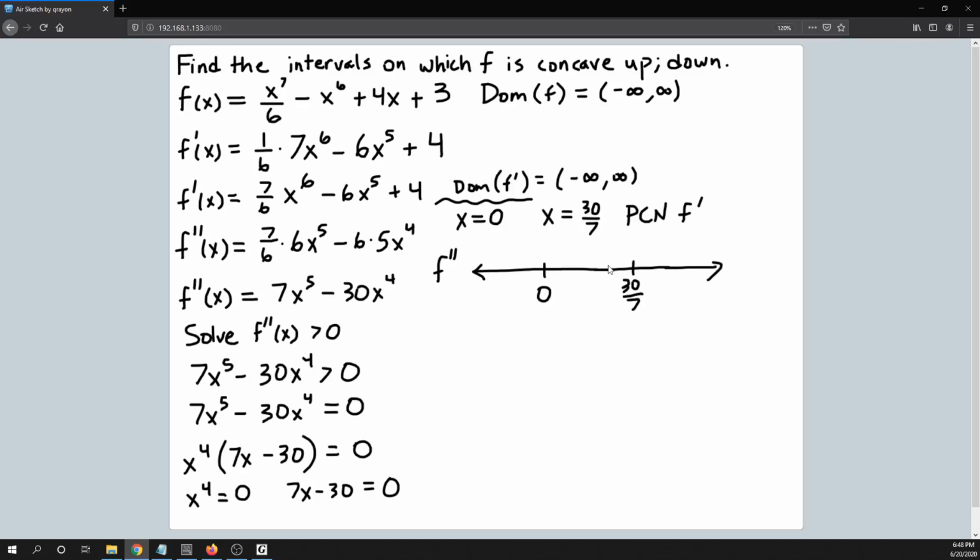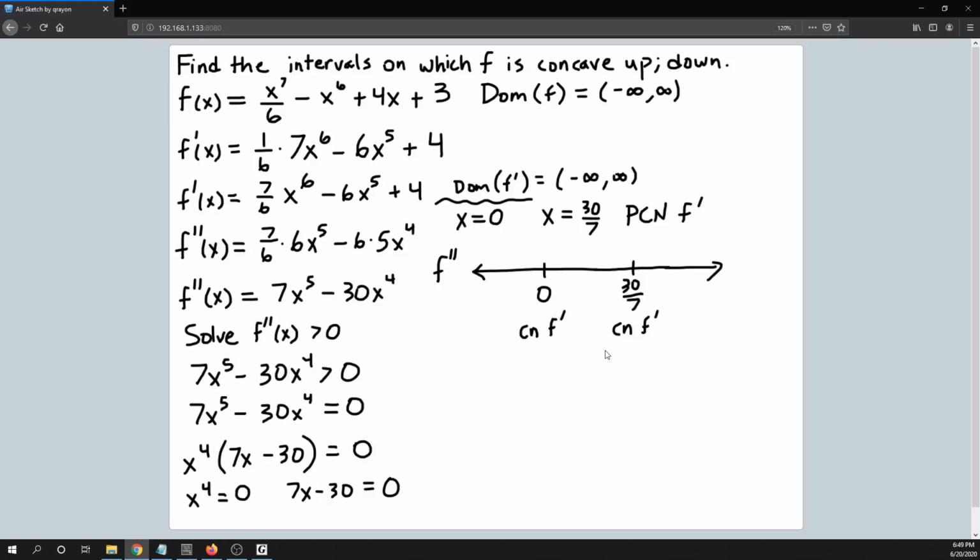All right, at this point, it is a good idea to classify these as being critical numbers of f prime or not. That depends on whether or not they are in the domain of f prime. Here the domain is everything, so these are both critical numbers of f prime. That's important because the critical numbers of f prime are the possible x values of possible inflection points of the original function.